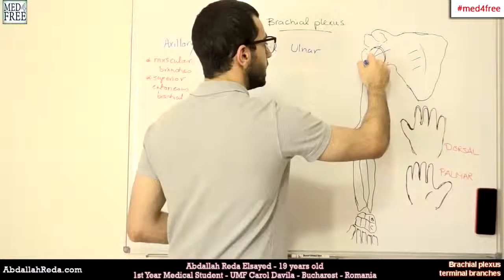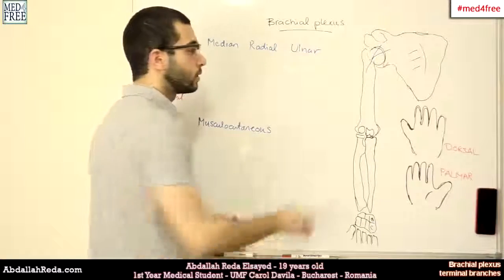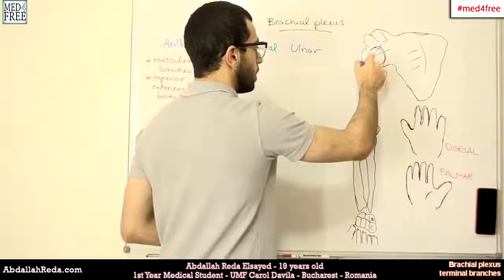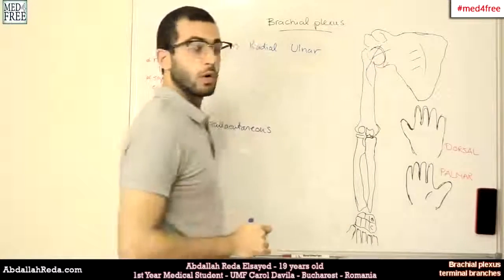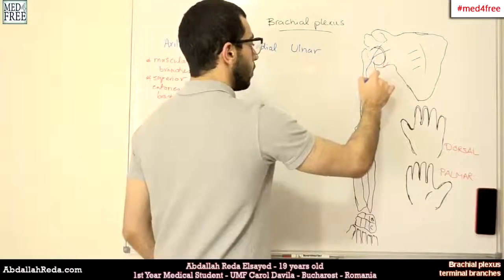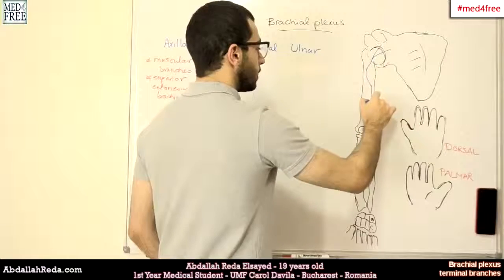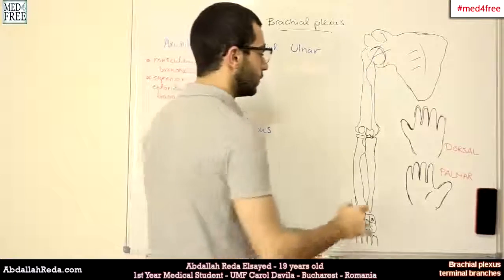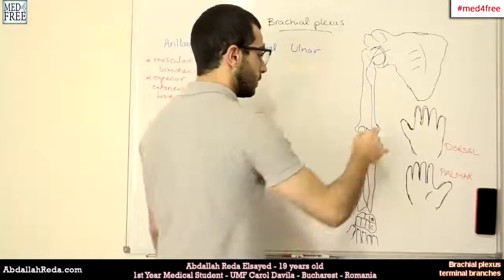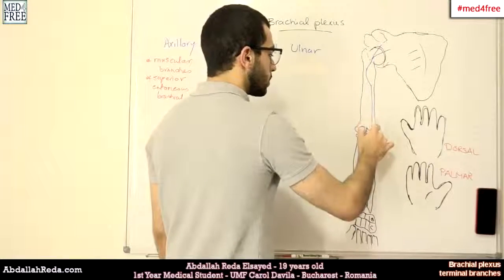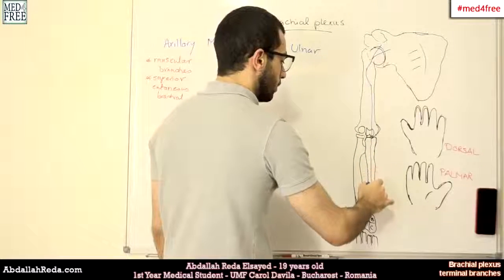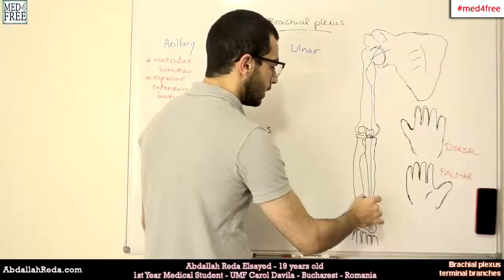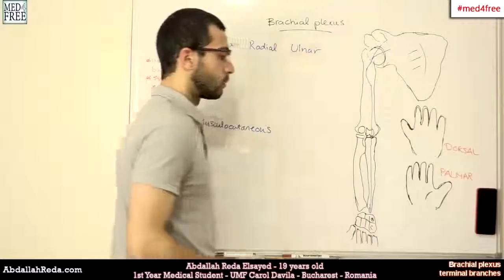In the beginning, the median nerve will be lateral to the brachial artery in the course, and then it will become more medial, and it will go all the way on the medial side until it reaches the medial bicipital groove. It perforates the bicipital fascia, and it goes all the way to the wrist, and then it gives some branches.